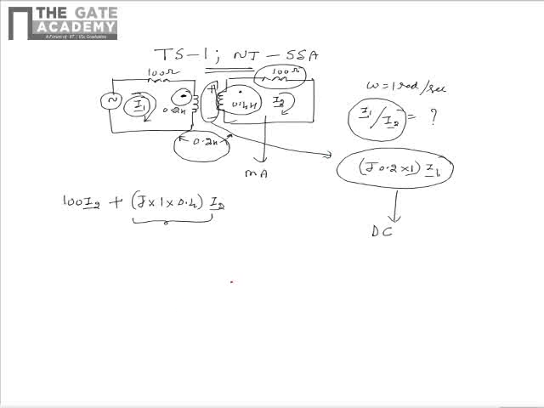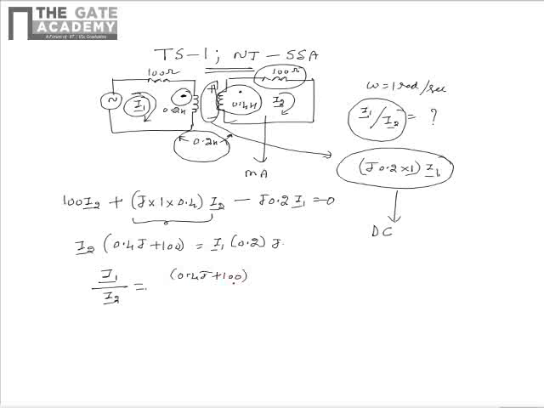So from KVL we see that this can be written as 100 I2 plus j 0.4 I2 minus j 0.2 I1 is equal to 0. This upon simplification can be written as I2 multiplied by (0.4 j plus 100) is equal to I1 multiplied by 0.2 j. Upon simplification, we see that this can be written as I1 by I2 is equal to (0.4 j plus 100) divided by 0.2 j.